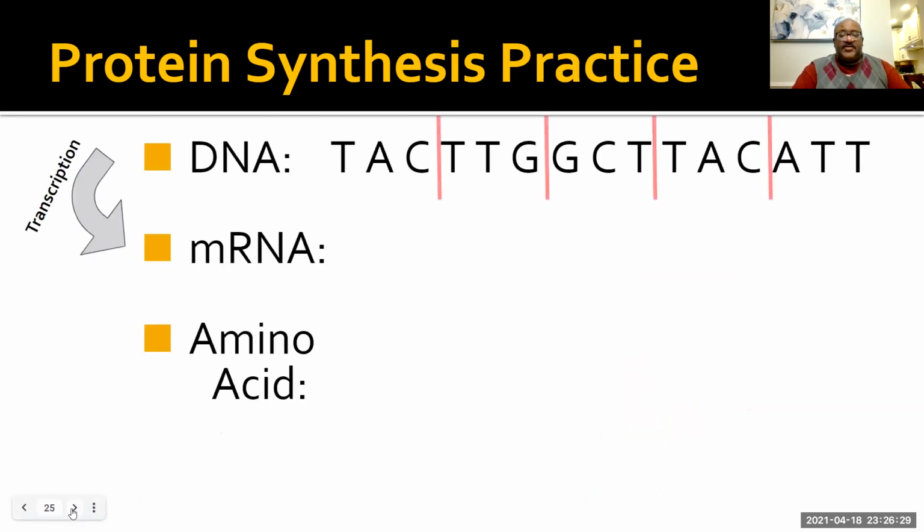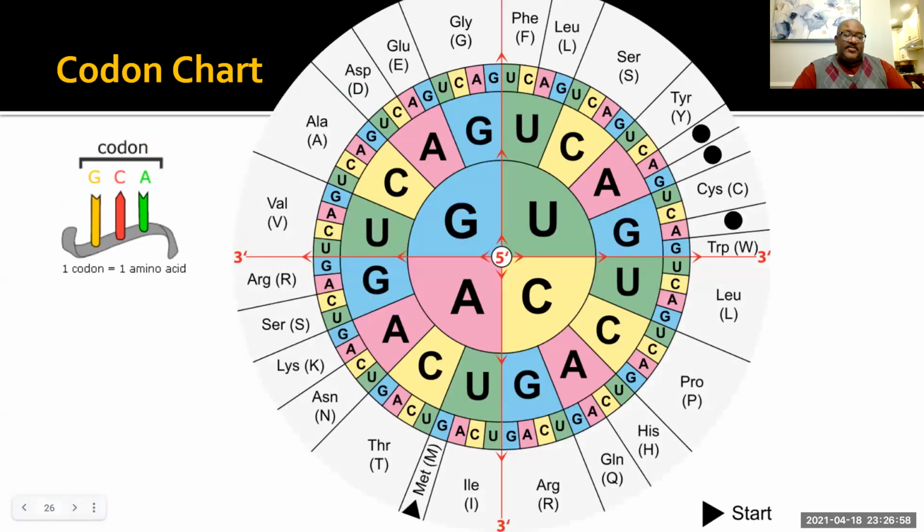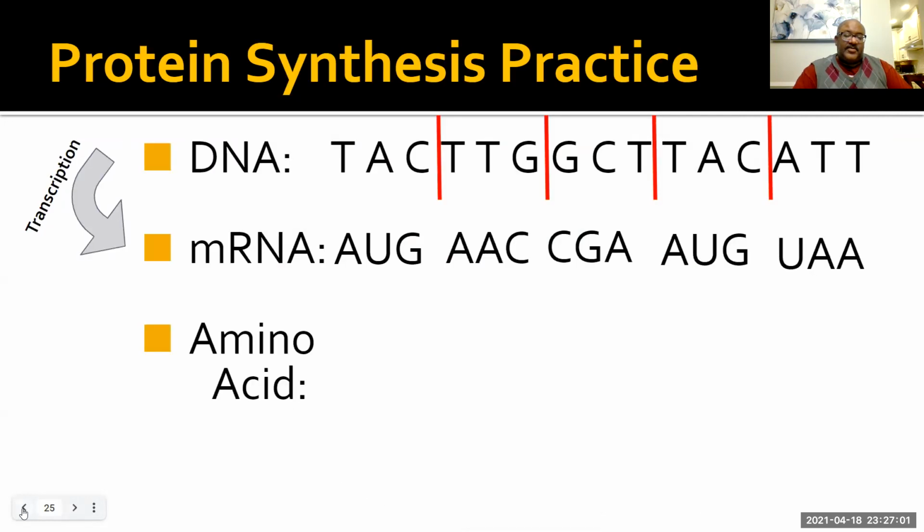Okay, and here's an example. You all should be able to do this by now. Every place there's a T, you put an A, but every place you would have put a T, you put a U for RNA. So TTG would be AAC, GCT would be CGA. Okay, at this point, we should be able to make this happen.